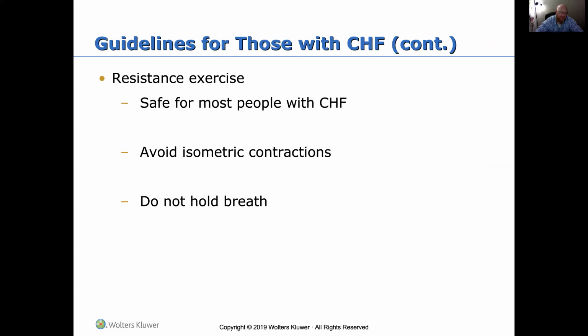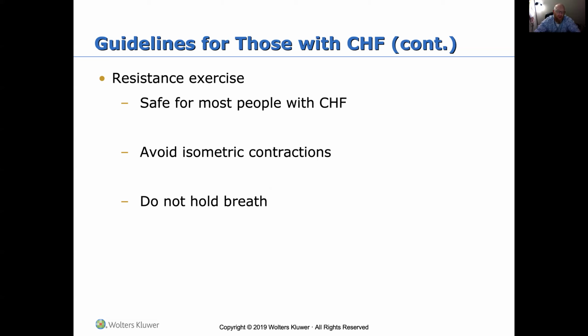You don't want to do isometric contractions, that means the change of your muscle length does not occur. That would be like me putting my hands together and pressing as hard as I can. Neither one is going to move, yet my muscles are contracting. That would be like pushing against a wall that's not going to move. Your muscles will not change in length. So you're doing isometric contractions. You don't want to do that for people with congestive heart failure.